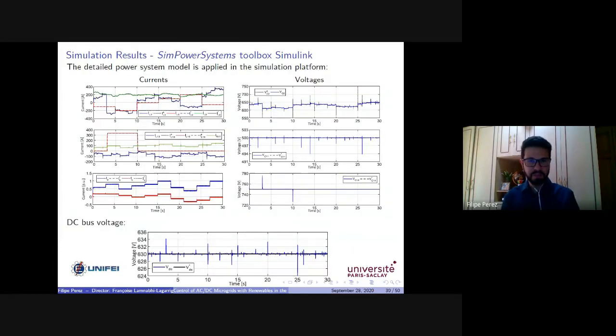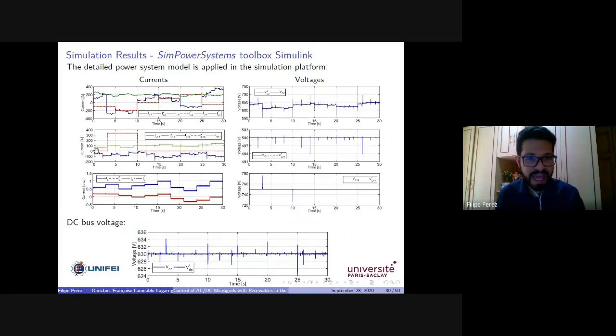So now we have the simulation results, which are given in SimPowerSystems blocks from Simulink. The detailed model of the system is built, and the nonlinear control is written in this mathematical environment. Here we have the controlled currents, where the PV current is in green, following an irradiation profile. In red, we have the battery current, which has a piecewise constant variation to provide the power flow of the system. And the current in blue is the current of the supercapacitor, which is varying to attain the stability on the DC bus.